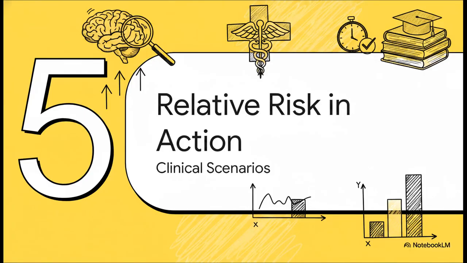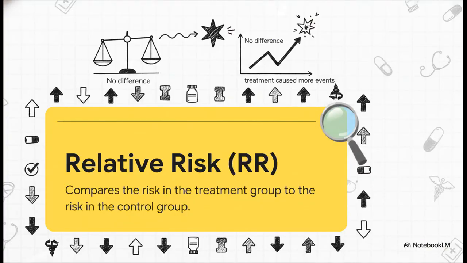And finally, Section 5, Relative Risk in Action. Let's just tie everything we've talked about today together with a real-world clinical scenario involving relative risk. Because honestly, this is exactly how you're going to apply these concepts, both on your exams and when you're actually practicing medicine. Relative risk, or RR, compares the risk of an event happening in the treatment group directly to the risk in the control group. And it does this using division. Remember our magic number for division? Yep, it's 1. If the relative risk equals 1, there is 0 difference.